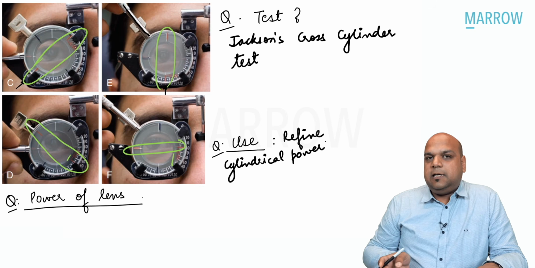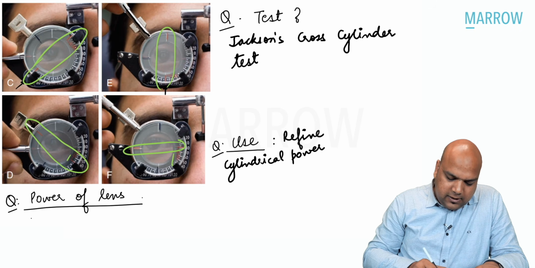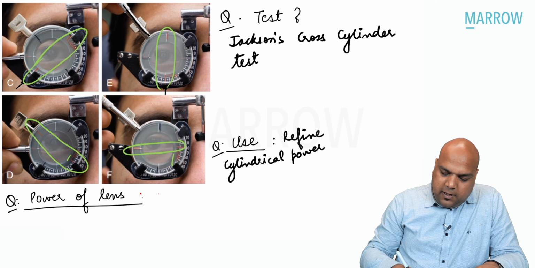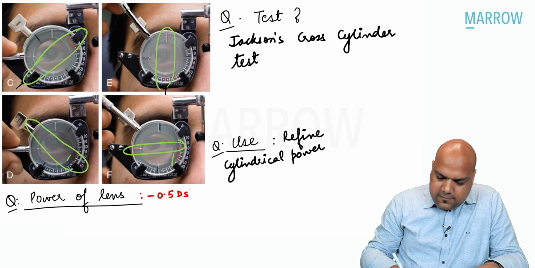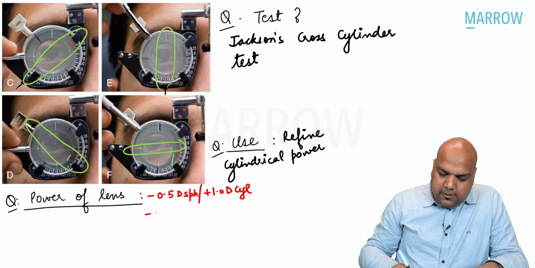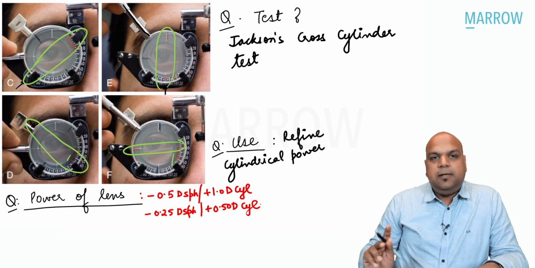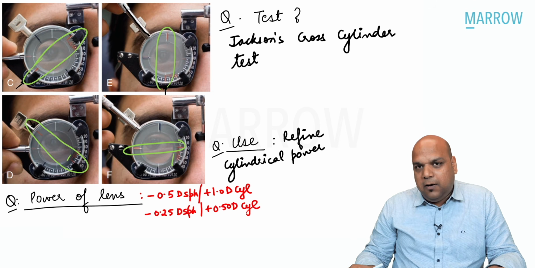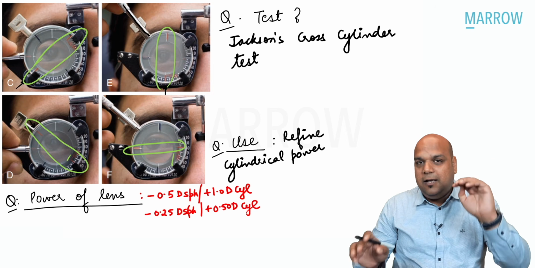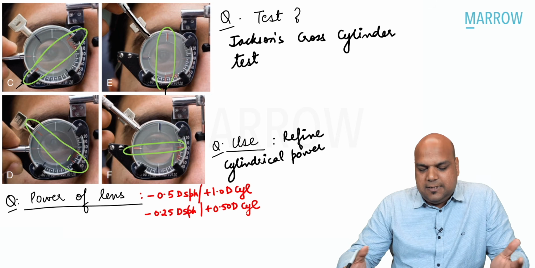Now, when we use a Jackson cross cylinder test, what is the power of the lens which is most commonly used there? The power of the lens most commonly used is minus 0.5 diopter sphere coupled with a plus 1 diopter cylinder, or it may also be a minus 0.25 diopter sphere coupled with a plus 0.5 diopter cylinder, a minus sphere with a doubled power cylinder. Am I clear about this? That's the question.